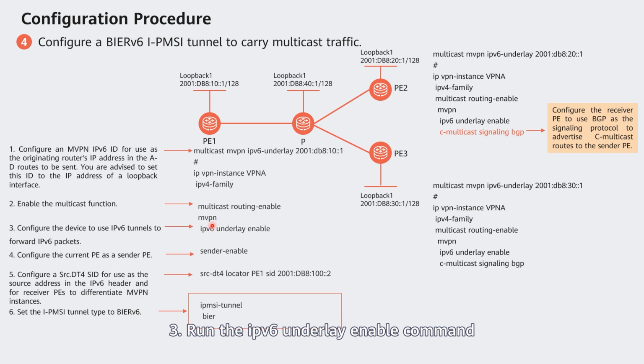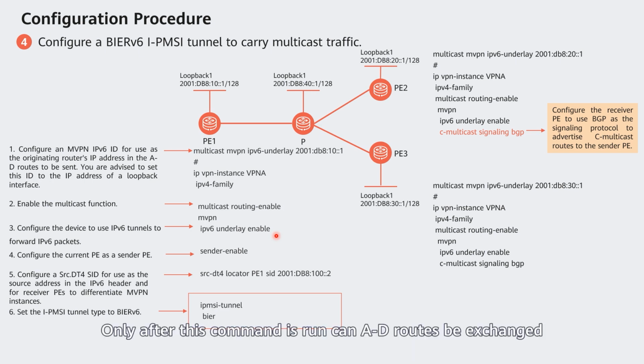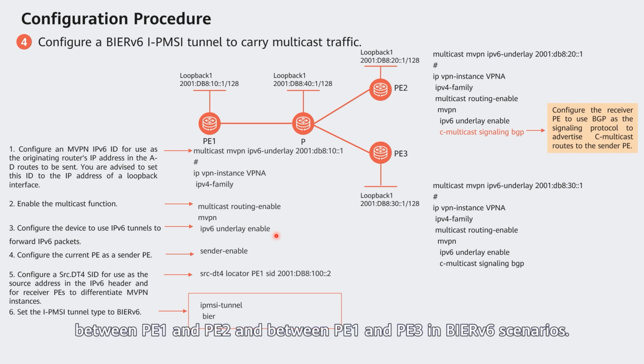3. Run the IPv6 underlay enable command in the MVPN view to configure the device to use IPv6 tunnels to forward IPv6 packets. Only after this command is run can AD routes be exchanged between PE1 and PE2, and between PE1 and PE3 in BIERv6 scenarios.